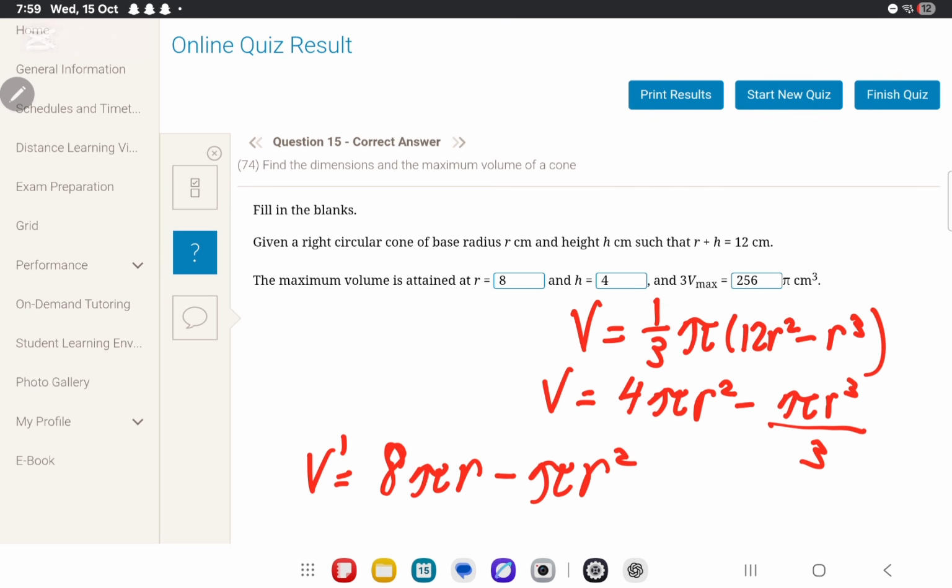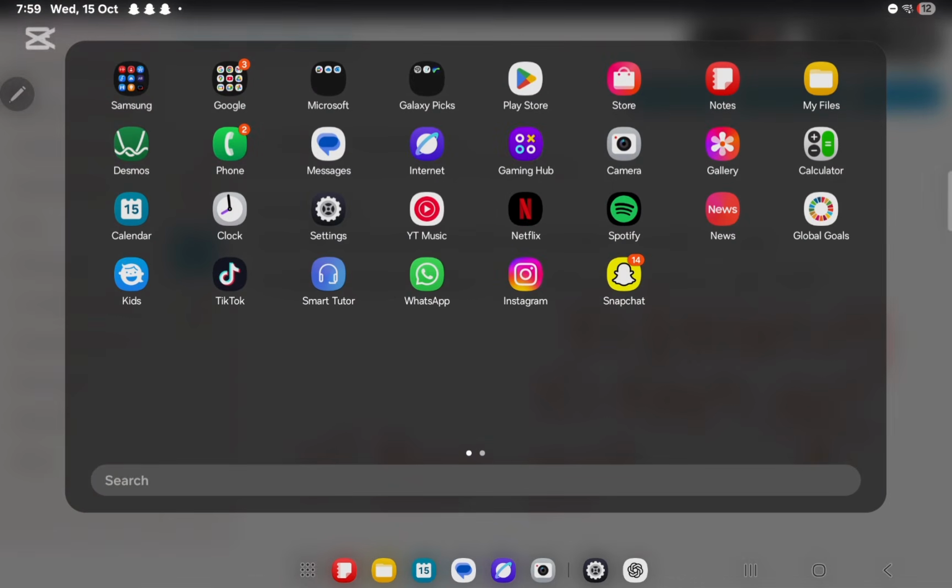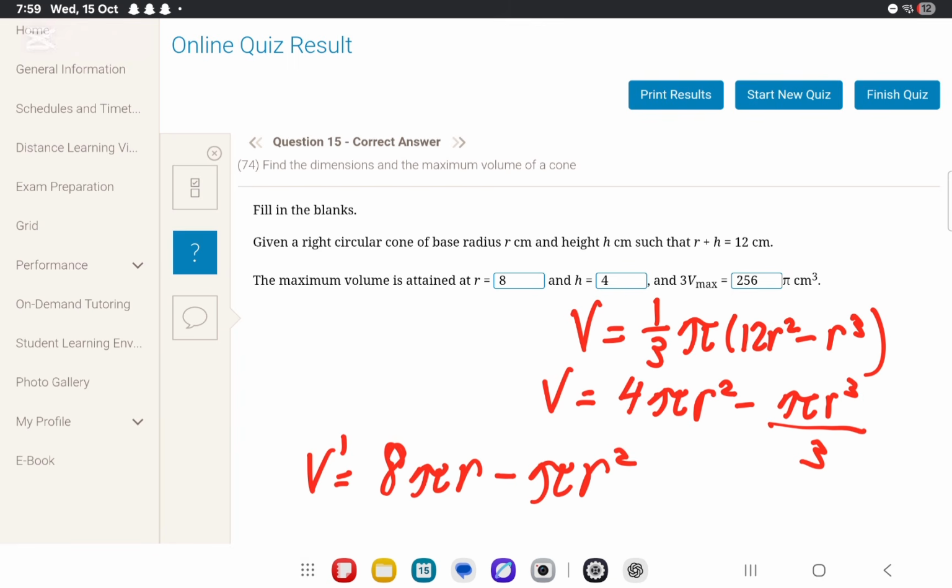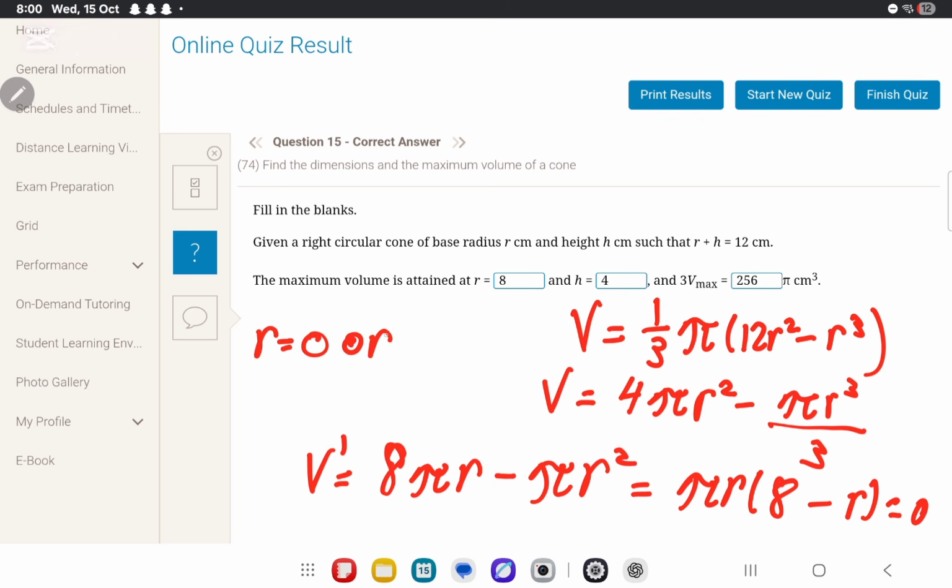Okay, this is my derivative. I'm not going to explain how I did it because you should know how to do it. It's a very easy derivative. So this is equal to 0. You can factor out pi r. Pi r gets removed, so it's going to be 8 minus r equal to 0. So either r is equal to 0 or 8 minus r is equal to 0. R is going to be equal to 8, right?